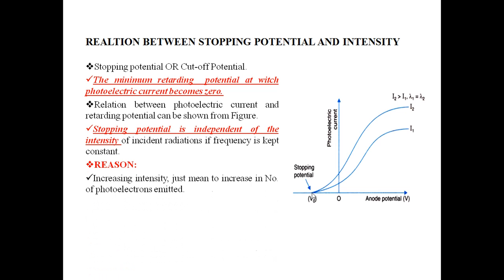The reason is that increasing the intensity means an increasing number of photoelectrons, and as a result photocurrent increases. Here I1 has a low photoelectric current and I2 shows a larger photoelectric current, but the stopping potential is the same for I1 and I2. So if we increase the intensity of light, only the photoelectric current increases, and there is no change in the stopping potential of the metal surface.